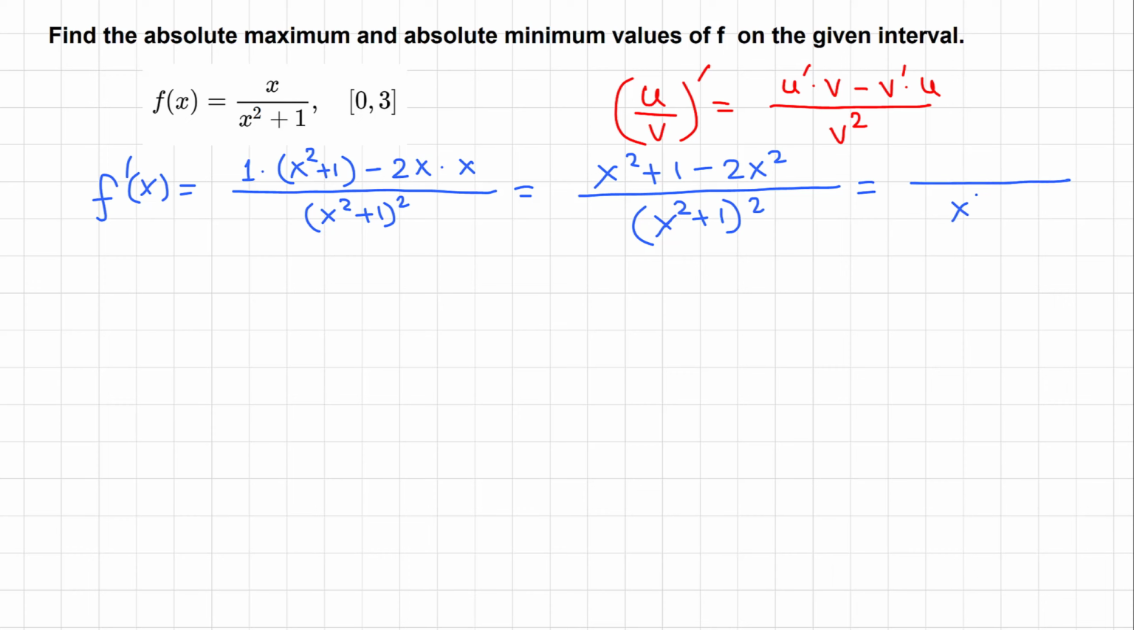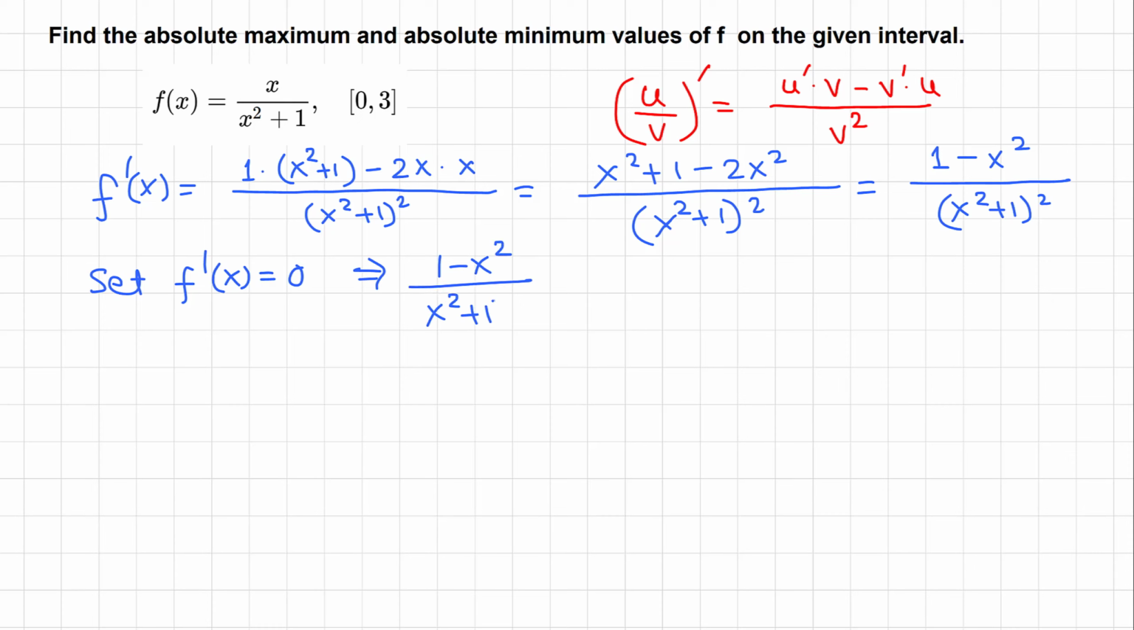Now let's simplify. On the bottom, x squared plus 1 quantity squared. On top, x squared minus 2x squared. They are like terms, so minus 1x squared. So let's put 1 first: 1 minus x squared. Okay, that's the derivative. Now we set the derivative to 0 to find the critical numbers. That means 1 minus x squared over x squared plus 1 quantity squared equals 0. Now we solve this for x.